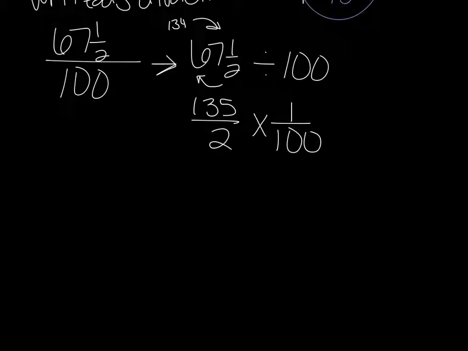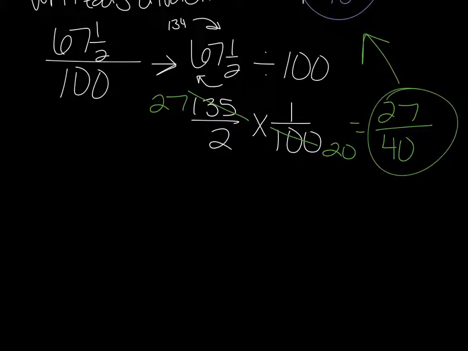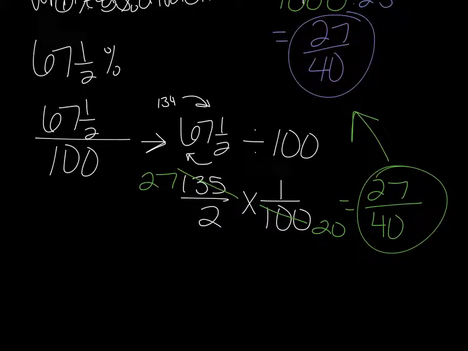Okay, and from here you could multiply across, or we could reduce, right? I could divide out a 5 from both of those. The 100 turns into a 20, and the 135 turns into 27. And now if I multiply across, 27 times 1 gives me 27. 2 times 20 gives me 40. And if you look back up at your original answer, that's the same thing.